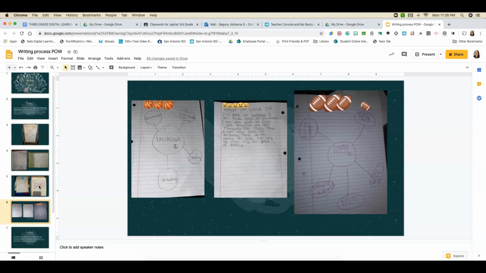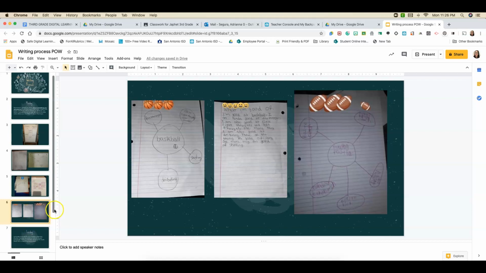I did have someone show up on my Zoom meeting yesterday, and that friend showed me her graphic organizer in our Zoom meeting. So if that's something you want to do, you are more than welcome to do that.